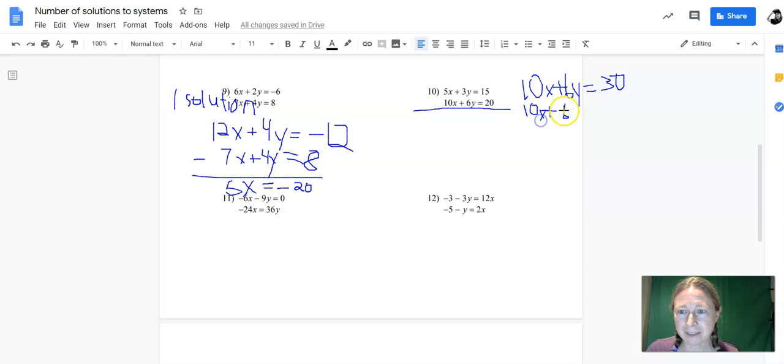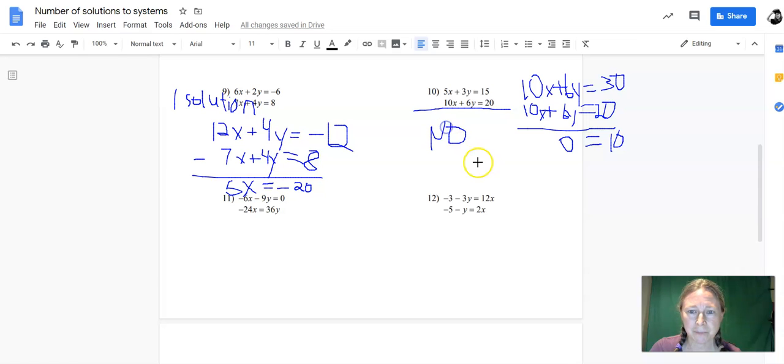That's supposed to be an x, and that's a y. So if I subtract 10x minus 10x, that's 0. Subtract 6y minus 6y, that's 0. Subtract 30 minus 20, that's 10. 0 is not equal to 10. That's a false statement. We end up in this situation where we've got an impossible statement to resolve. And so this is a case where we've got two parallel lines. They're never going to intersect. There are no solutions to this system.